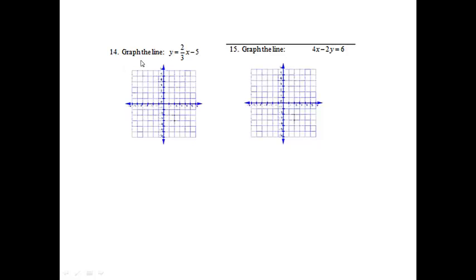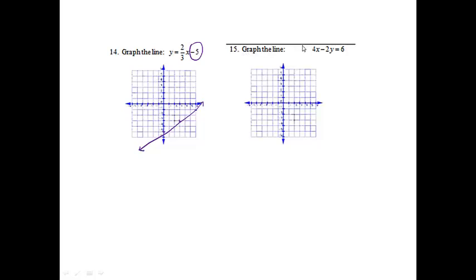Problem number 14. Graph the line y equals 2/3 x minus 5. First of all, there are no bars on this one, so we're not going to have a V. This is just going to be a line. We're going to start at the number without the x on it, so we're going to start at -5, and that means we're going to go on our y-axis down to -5. And then from there, our slope is 2/3, so from here we're going to go up 2 over 3, up 2 over 3, and then we are going to draw a line connecting them. And don't forget your arrows.